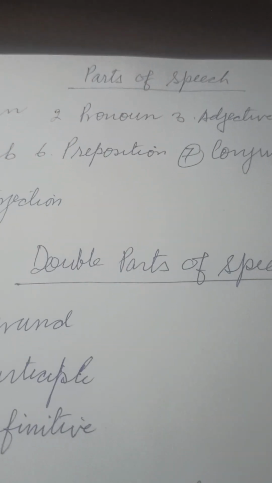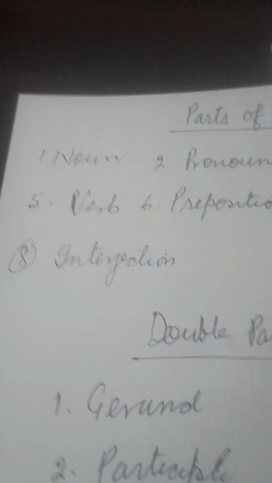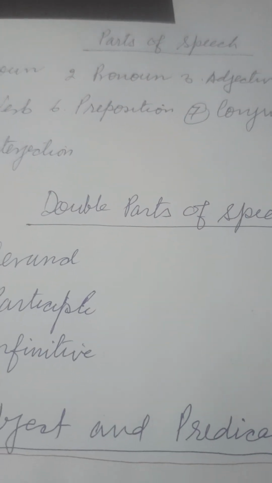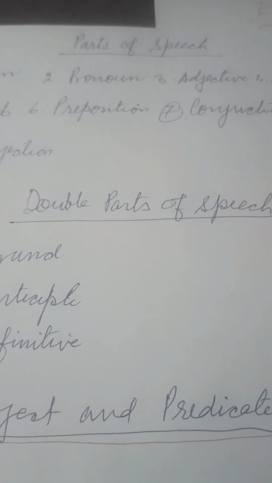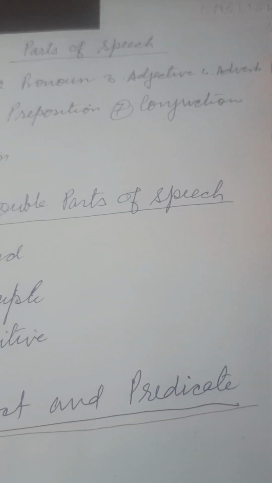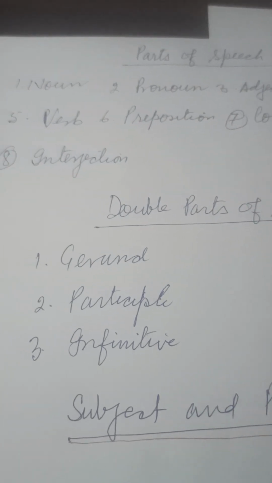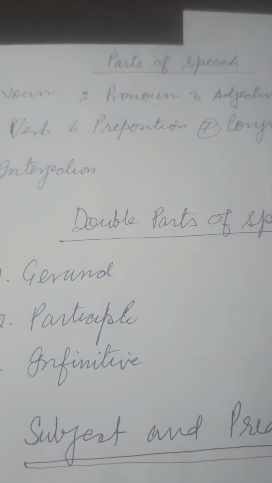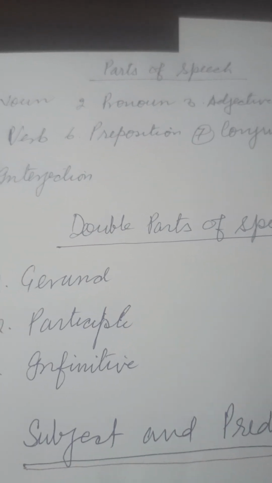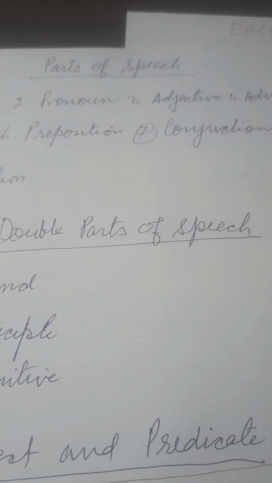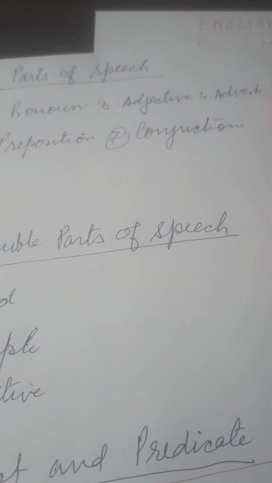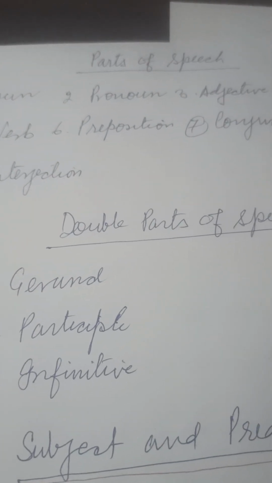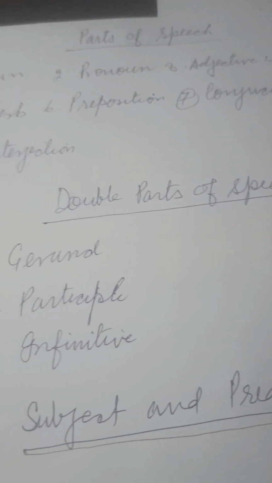Then we come to the next one, and that is parts of speech. Parts of speech is also one of the important things, and it is a good attribute to learn English grammar and language in speaking, reading, and writing, in all the three. So parts of speech: noun, pronoun, adjective, verb, adverb, preposition, conjunction, and interjection.